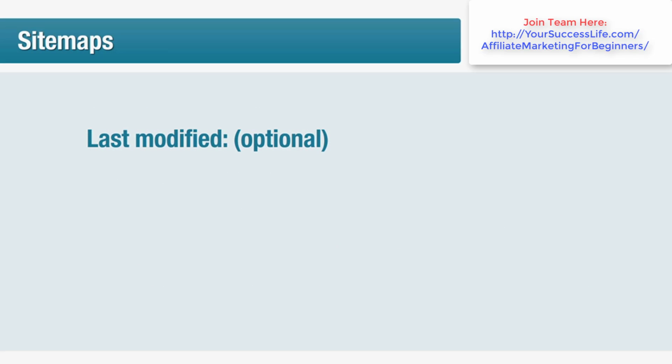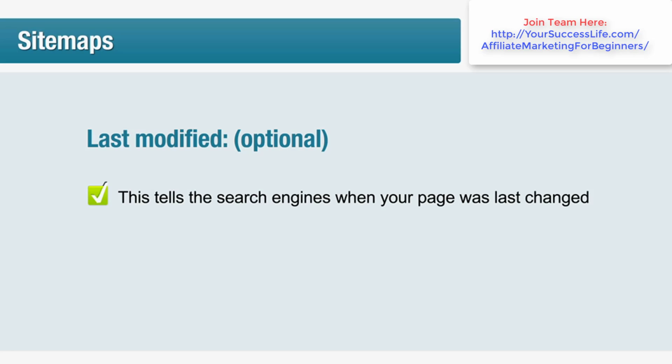The last modified. This tells the search engines when your page was last changed. The idea being that if they see from this that your page hasn't changed, they might not bother to spider it again, thus saving a bit of time and energy. In reality, the search engines have other ways of determining whether a page has been updated, so it's not really necessary to include this one. Particularly if you're updating your sitemap by hand, this could get very tedious.